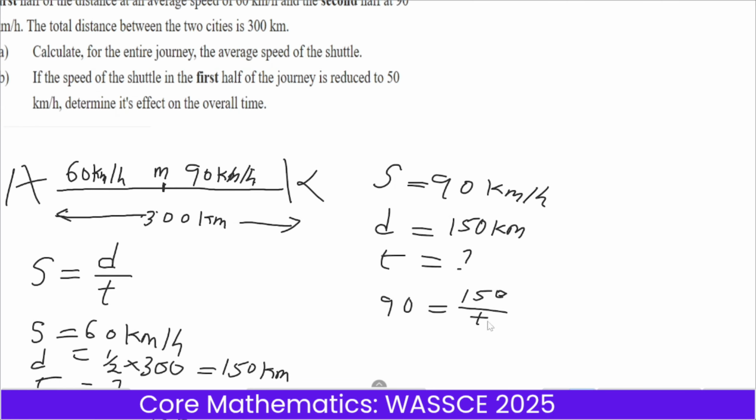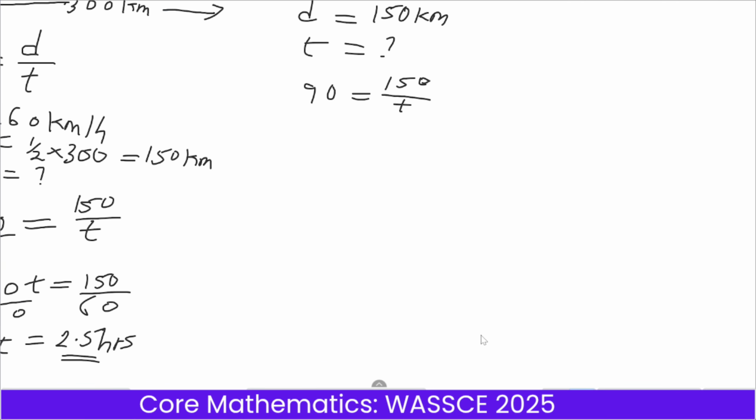Let me take this screen a bit up. So again, we have this being over 1, you all know. So 90 times t, we are using cross multiplication. 90 times t will give you 90t equals 150 times 1, which is 150.